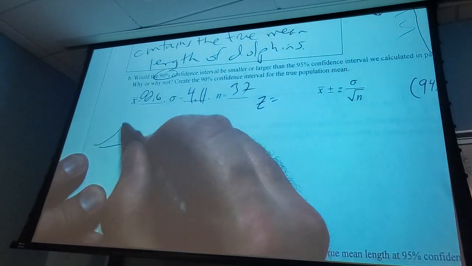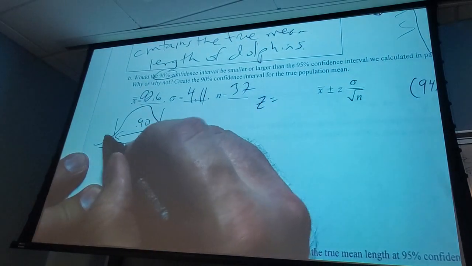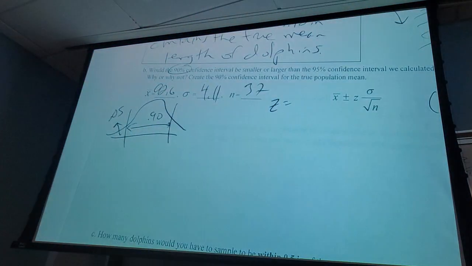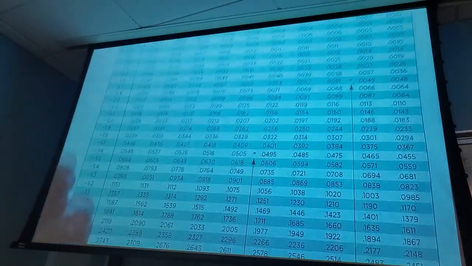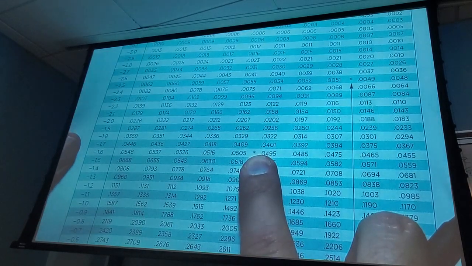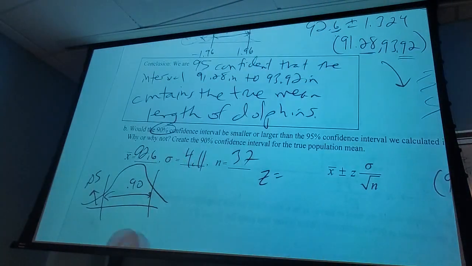How did you figure that out? So 90%, how much is out here? 5. And if you look up 0.05, you end up getting that funky little asterisk, right? Now, let me show you something. Do you guys remember 98% was 2.33, right? 95% was 1.96. 90% was 1.645, right?